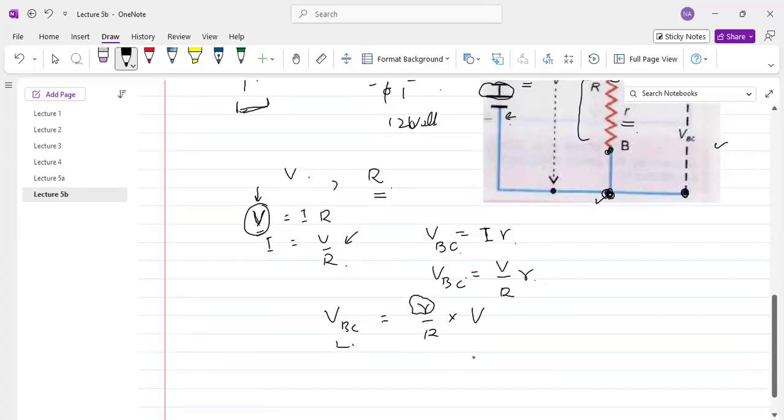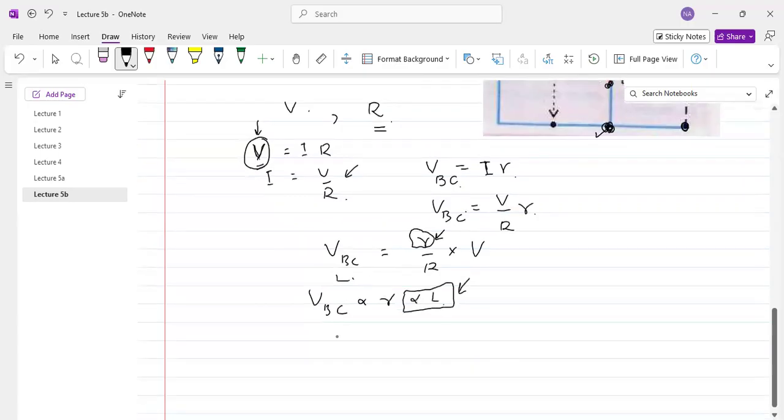As we can move the sliding contact towards A or towards B, with the help of this we can change the resistance between B and C. So the potential difference between points B and C is proportional to the resistance of the wire between B and C, and we know that the resistance of the wire between B and C is proportional to the length of the wire. This is optional, this is for understanding. So, what can we say?